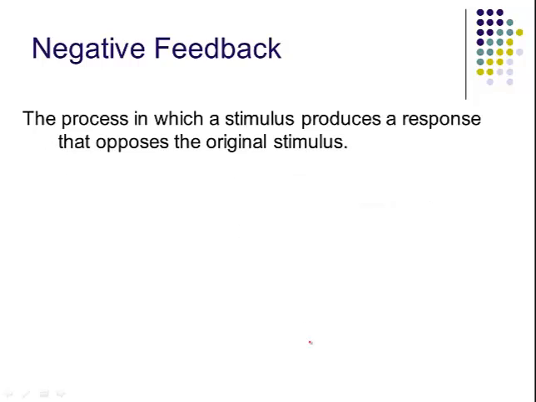Okay? So, again, negative feedback. A stimulus is going to produce something, and that's actually going to keep the original from happening anymore. Okay, so let's just go into some examples here.